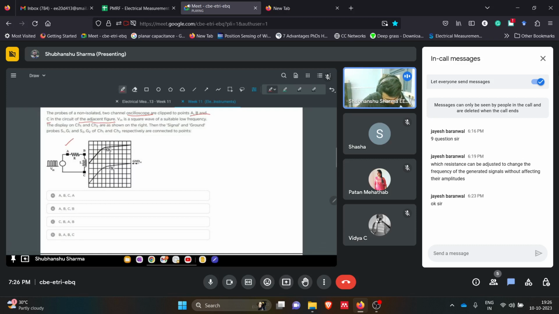So this is the figure. Vin is a square wave of a suitable low frequency. So this is a low frequency square wave. The display on CH1 and CH2, so channel 1 and channel 2, is being given by this.